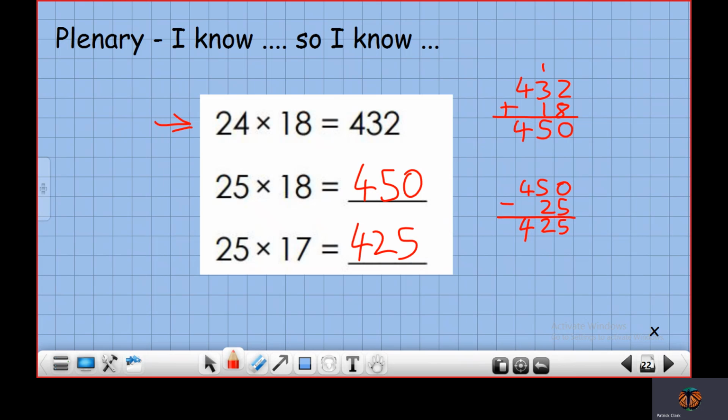I wonder on your sheet if you did the same as that. Could you match these equations to help you find another known number fact?